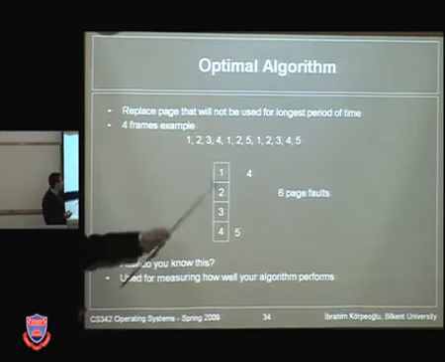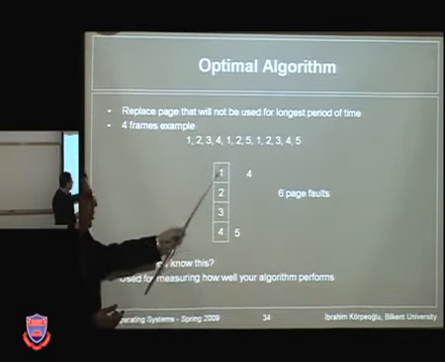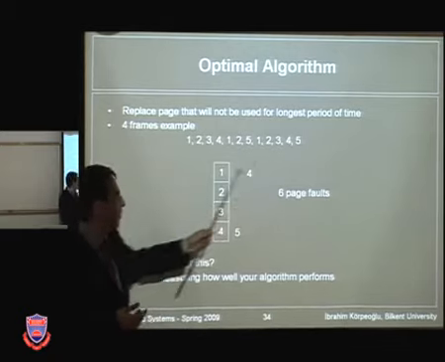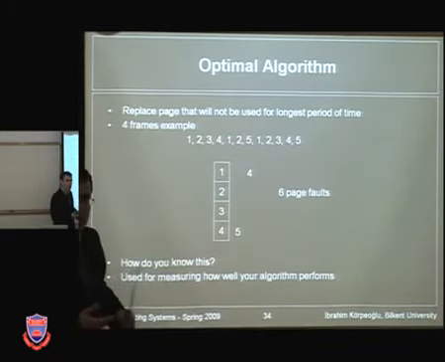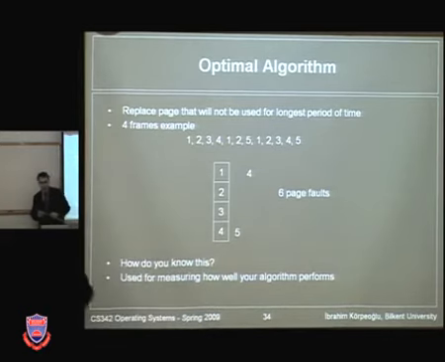Which page is oldest here among those pages? So 1 is oldest, right? So you can remove 1 and put 4, for example, instead of 1, and so on, okay? So this is the basic idea. Or you can use another tie-breaking rule. So this is the optimal algorithm.